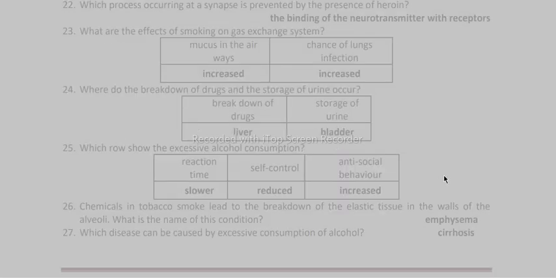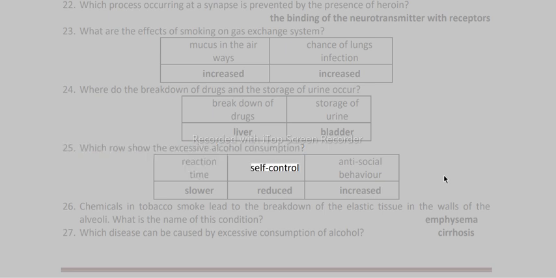22. Which process occurring at a synapse is prevented by the presence of heroin? The binding of the neurotransmitter with receptors. 23. What are the effects of smoking on the gas exchange system? Mucus in the airways increased. Chance of lung infection increased. 24. Where do the breakdown of drugs and the storage of urine occur? Breakdown of drugs: liver. Storage of urine: bladder.